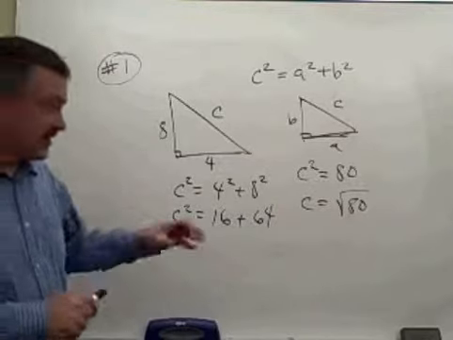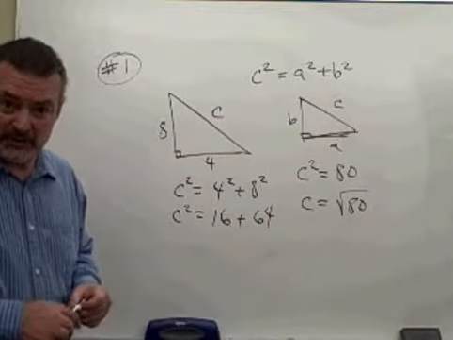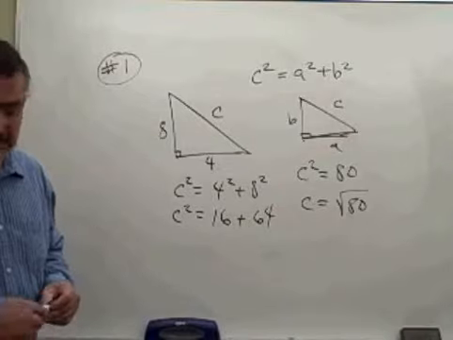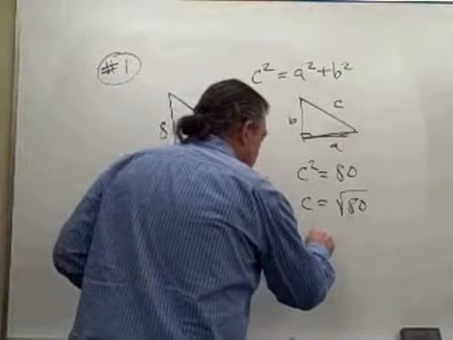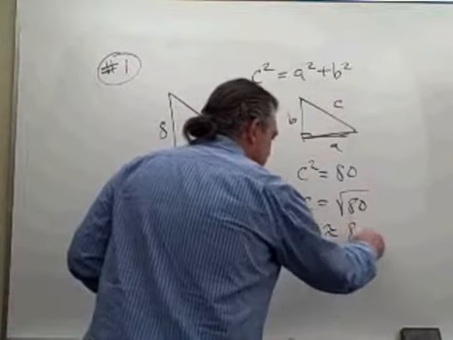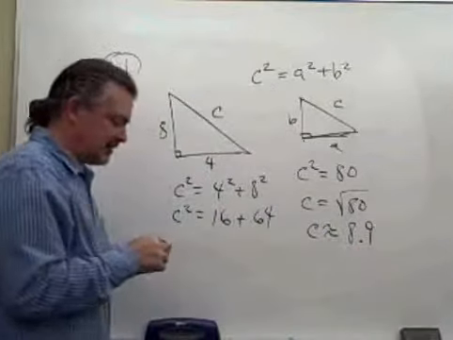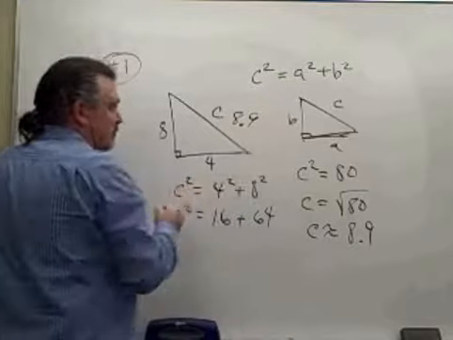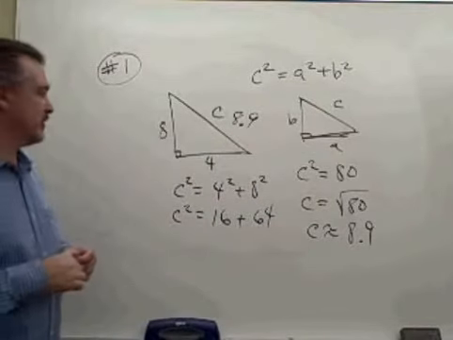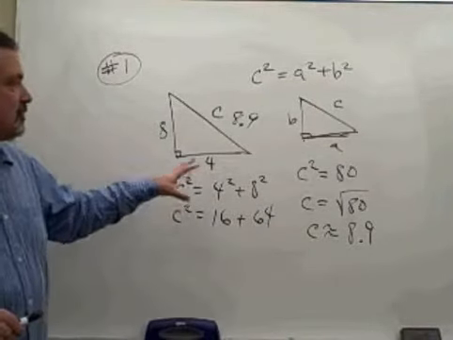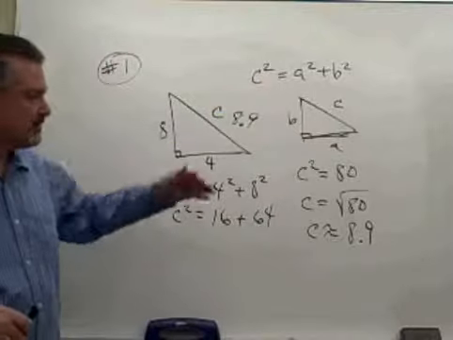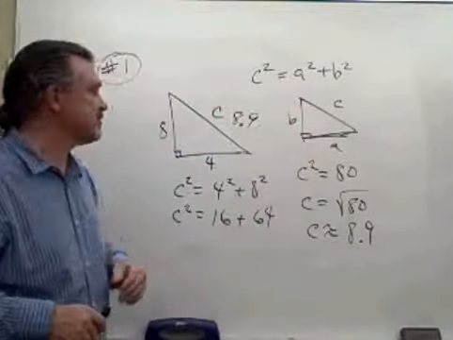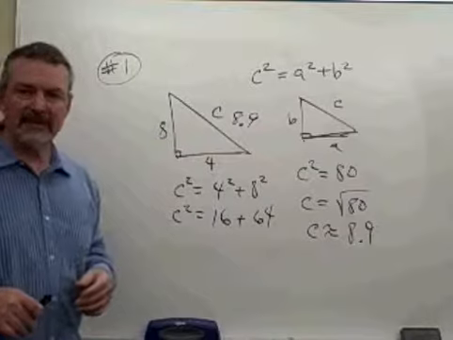Almost 9, because 9 squared would be 81, wouldn't it? So it's got to be very close to 9, and indeed it was. So the square root here, rounded to the nearest tenth, is 8.9. So the length of this side of the right triangle would be approximately 8.9 units. And we use the theorem of Pythagoras, c squared equals a squared plus b squared, to determine that measurement.